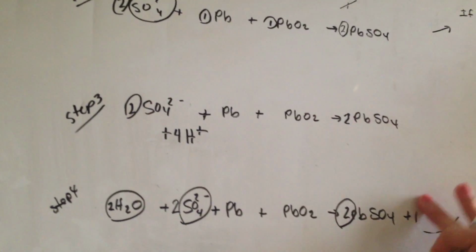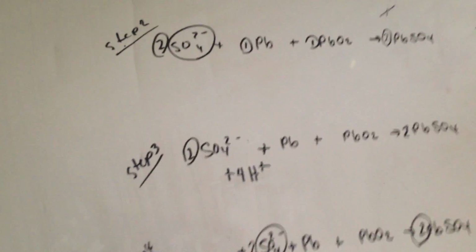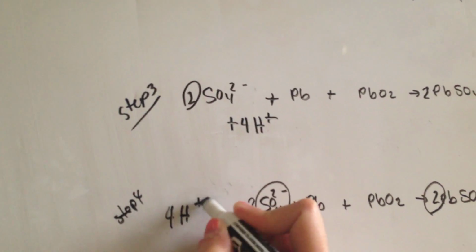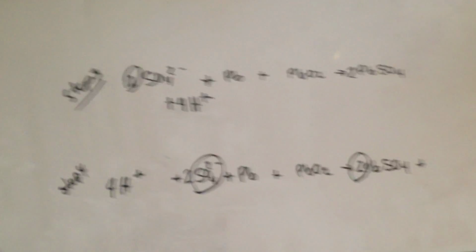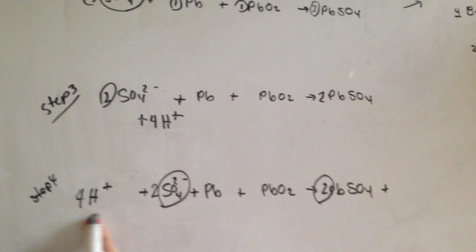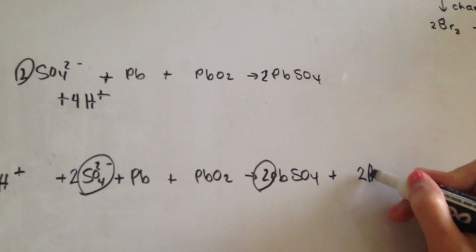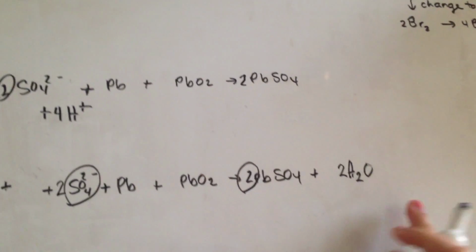So let me take this out because I was under the basic conditions. I just added 4 here. Okay, so we need to balance out the number of hydrogens, okay? We have 4 hydrogens here, 0 over here. Therefore, we need to add 2 waters because 2 times 2 is 4.